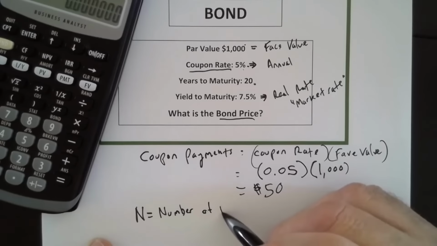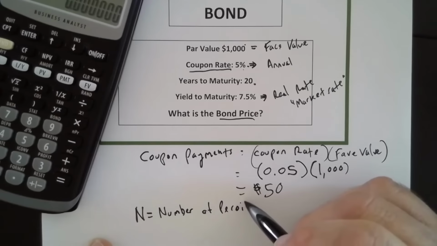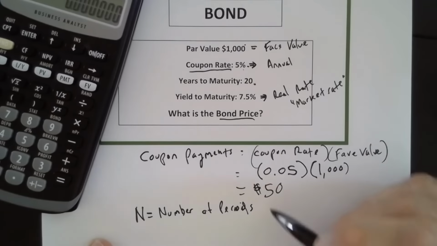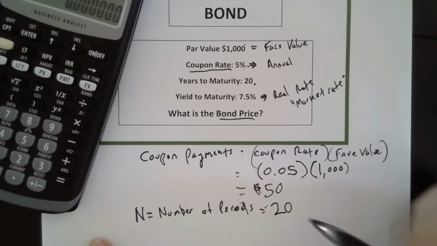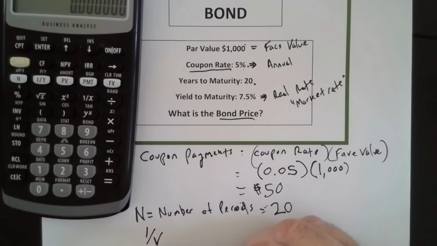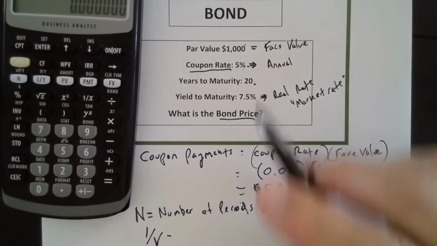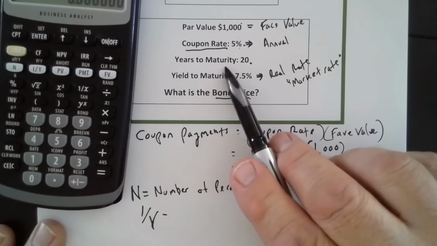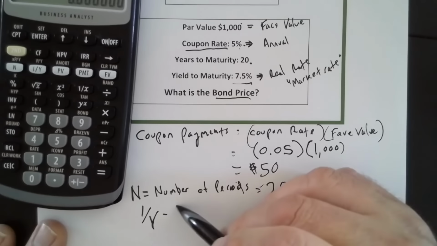And since we are receiving one payment a year over 20 years, n is going to be 20. The next thing we need to know is I/Y. That's going to be our market rate, our yield to maturity. So that's the 7.5%.